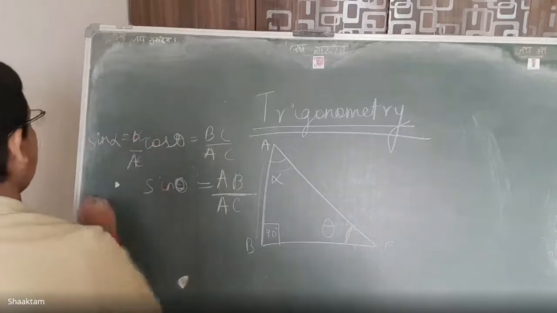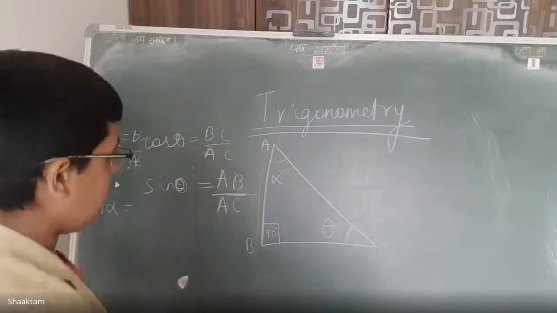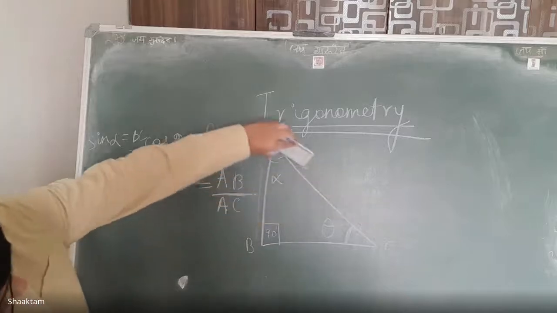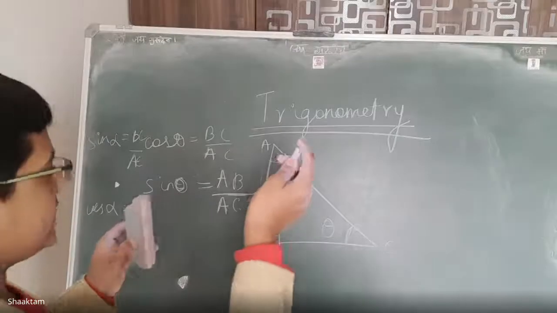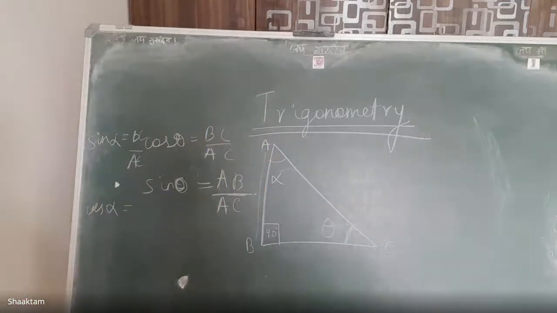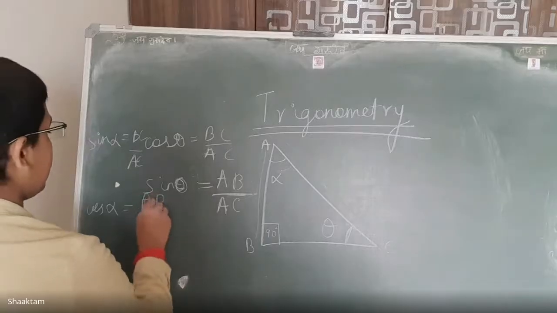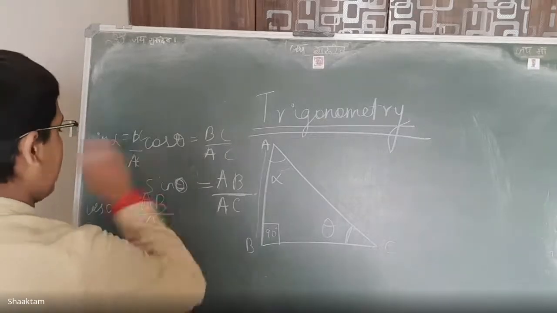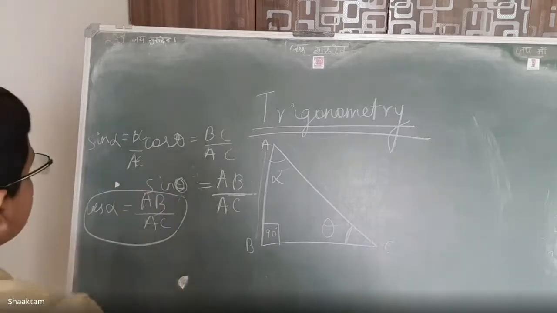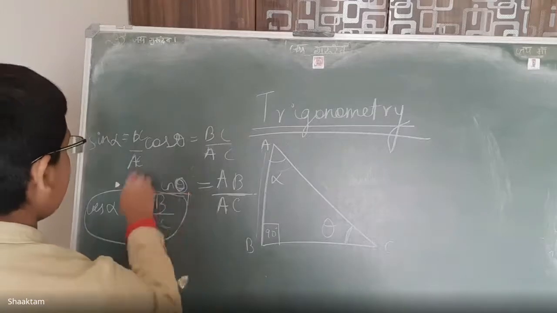BC, and cos of alpha. Cos of alpha will be the base. Now, base of alpha, see, I took this angle. Now, turn your head and see. Which one is sleeping in the case of alpha? AB. Very good. This will be AB by AC. Now, look at the pattern. Isn't cos alpha equal to sine of theta?